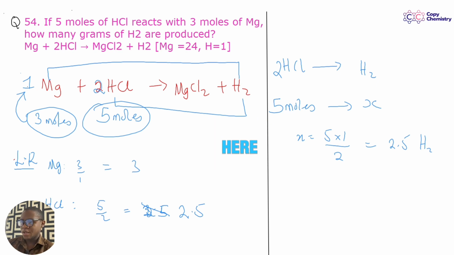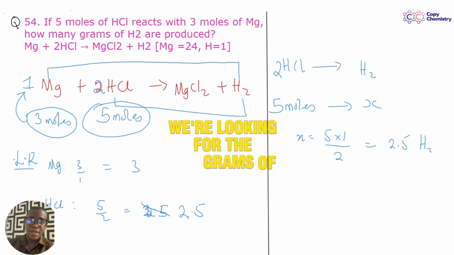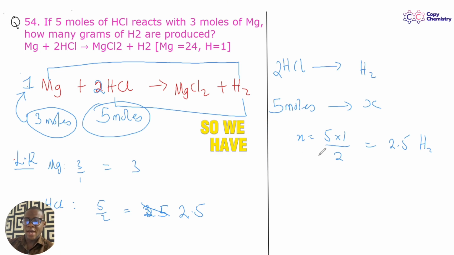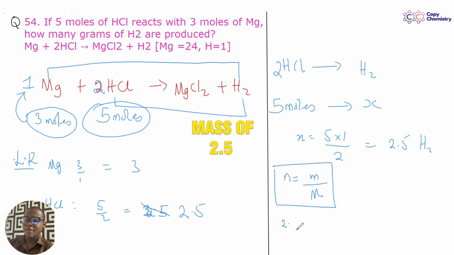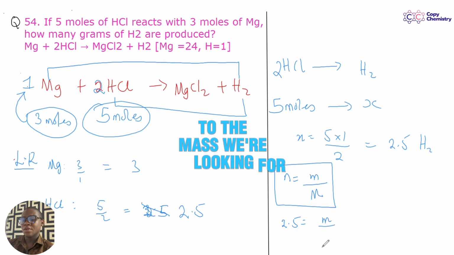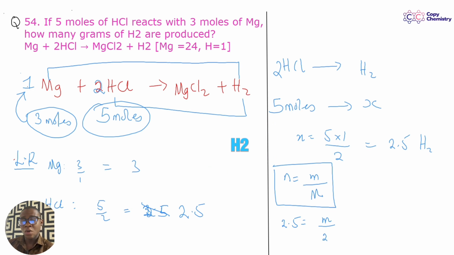Then what do you do from here? We're looking for the grams of H2 that can be produced. So we have to divide it, or multiply it, we're going to find out. Moles equals mass over molar mass, that's your formula here. So 2.5 will be equal to the mass we're looking for divided by the molar mass of H2, which I'm going to write as 2. How did I get that 2? H2, so 2 multiplied by whatever H is. And then that's it.